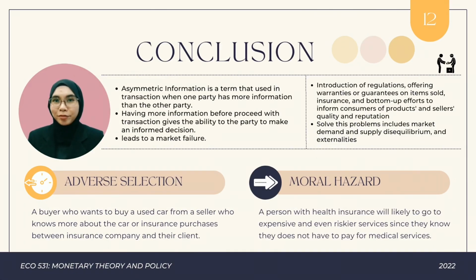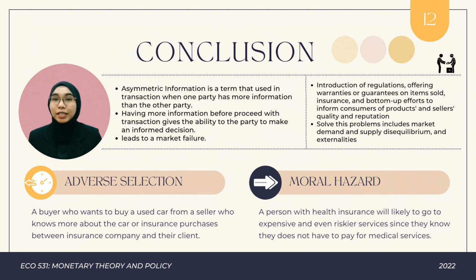As mentioned earlier by my friend, asymmetric information is a term used in a transaction when one party has more information than the other party. Having more information before proceeding with a transaction gives the party the ability to make an informed decision, which is unfair for the other party who lacks information. The party that has more knowledge or information has the opportunity to profit from the transaction at the expense of the other. Thus, asymmetric information leads to a market failure.